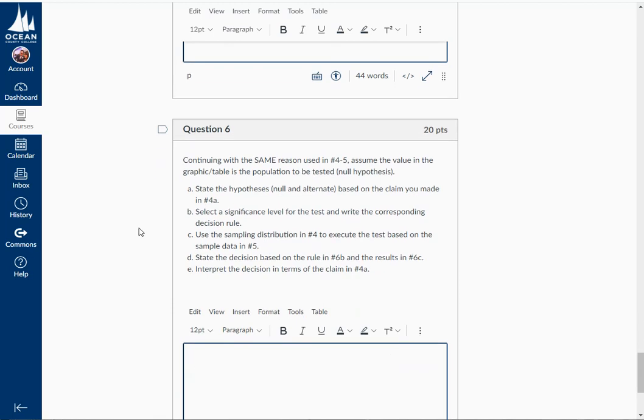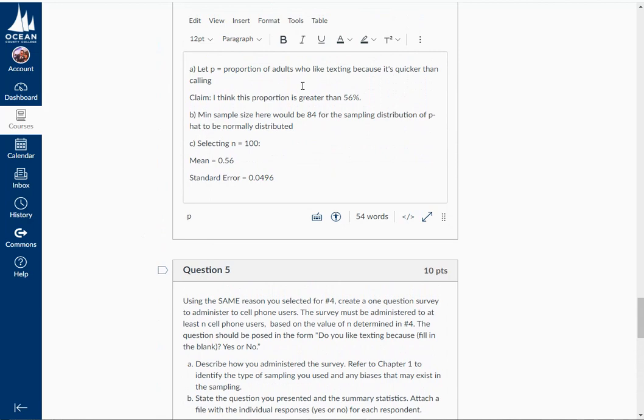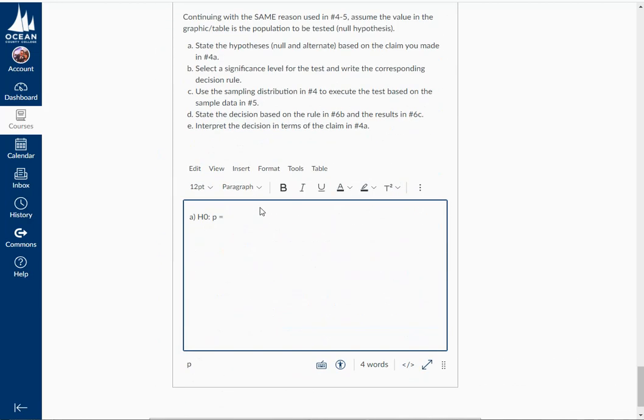Here, continuing with the same reason used in numbers 4 and 5, assume the value of the graphic table is the population to be tested. State the hypothesis. Remember, my claim was I think it's greater than 56%. The null is going to be that my proportion is equal to 0.56, and what I want to test is, no way, it's greater than 0.56. Select the level of significance. I'm going to do 0.05.